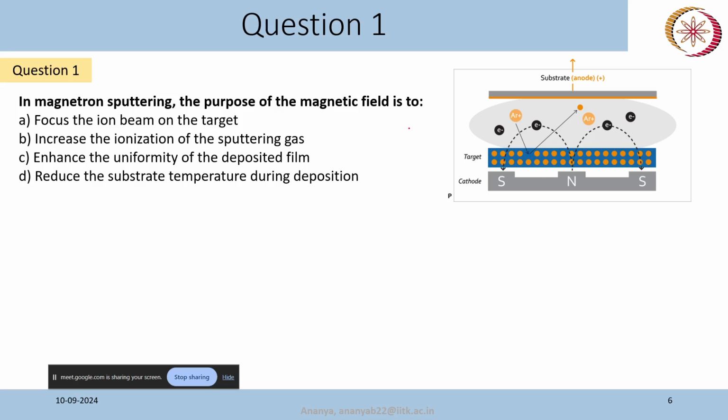So this is question 1. The question is on magnetron sputtering. This question is from the previous week, but you already have an idea, so I hope that you will be able to answer. In magnetron sputtering, the purpose of the magnetic field is to, what is the correct option? A, focus the ion beam to the target. B, increase the ionization of sputtering gas. C, enhance the uniformity of the deposited film. D, reduce the substrate temperature during deposition.